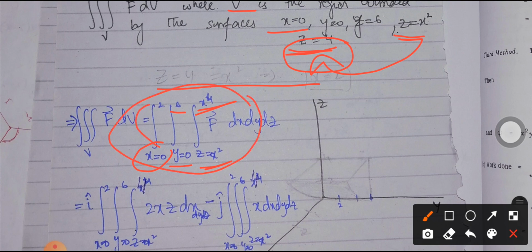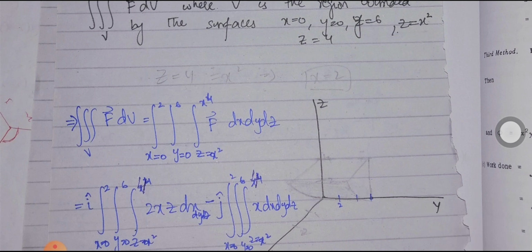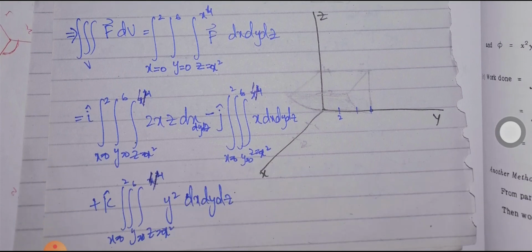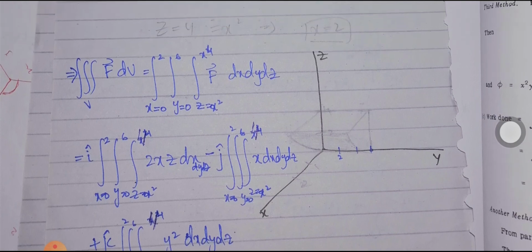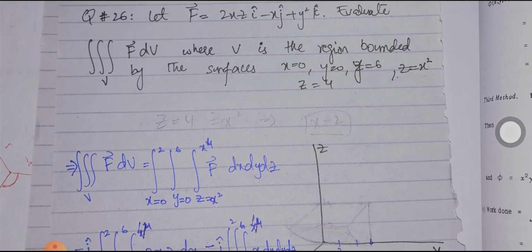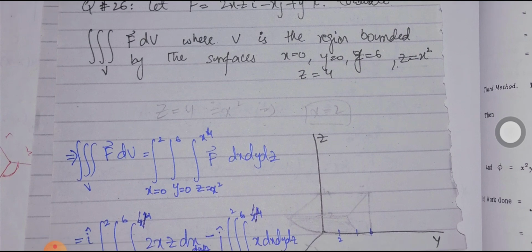In this case again we are going to integrate with respect to x, y and z with the defined limits. And because f is given to be a vector field, we will integrate the three parts independently, that is the x component, y component and z component terms independently.